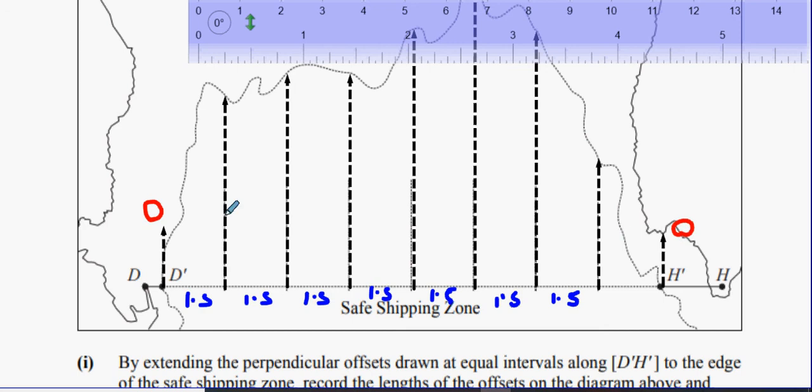Alright, has anybody got the height of the first one? 4.5. Next one. Yeah. Next one. 5. Next one. Second last one.